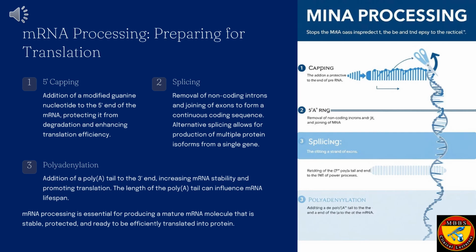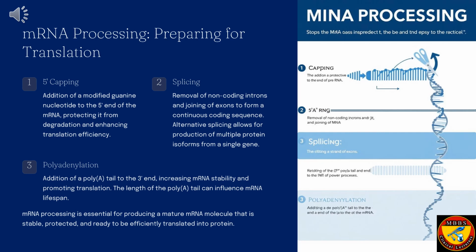Here's an overview. Steps of mRNA processing. 1. Splicing, removing introns, non-coding regions, and joining exons, coding regions, together. 2. 5' capping, adding a modified guanine nucleotide, 5-cap, to protect the mRNA from degradation and aid in translation initiation. 3. Polyadenylation, adding a poly-A tail to the 3' end, which helps stabilize the mRNA and facilitate translation.